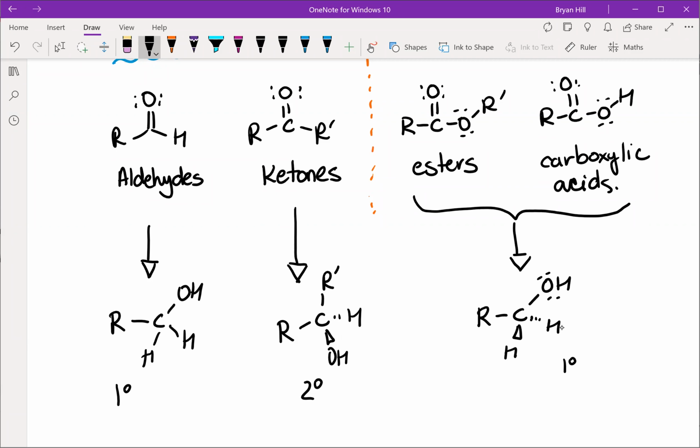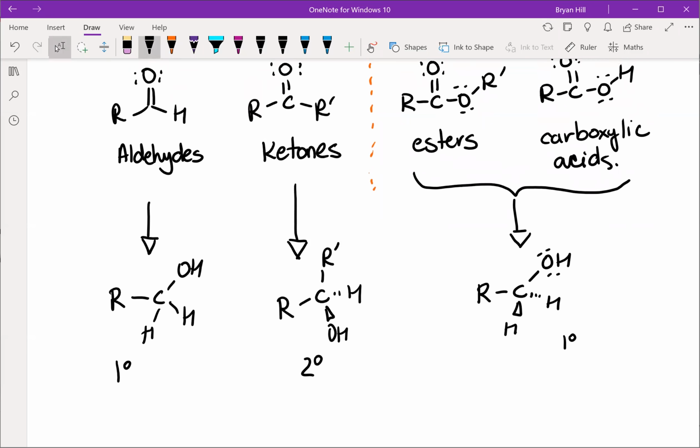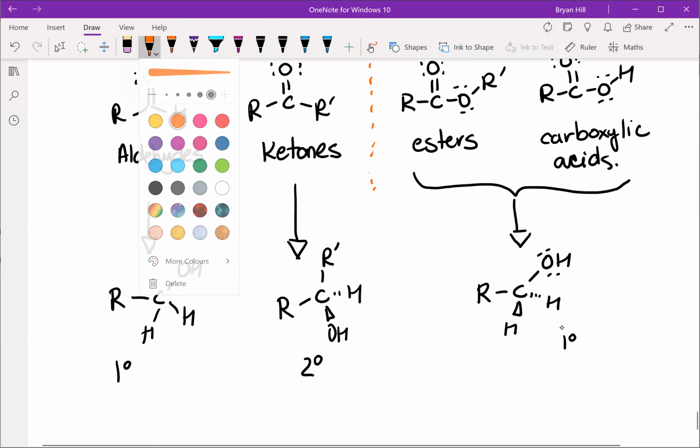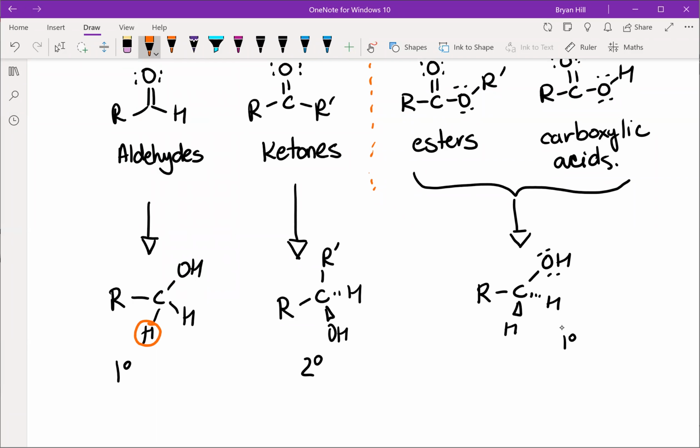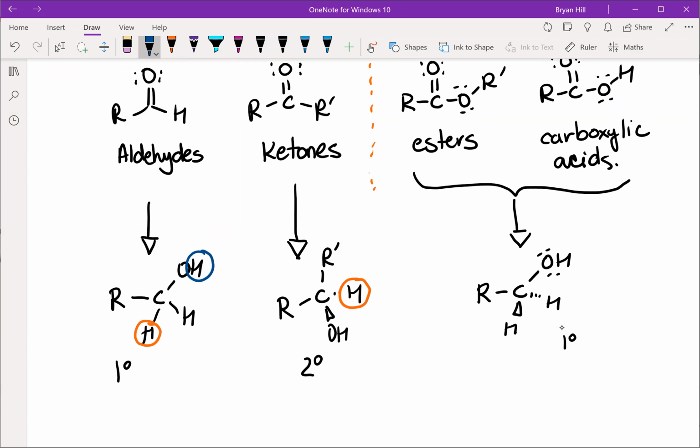So what we're technically doing in each case is adding a hydrogen to the carbon, and adding a hydrogen to the oxygen here. So two hydrogen atoms are being added, one to the carbon, one to the oxygen.